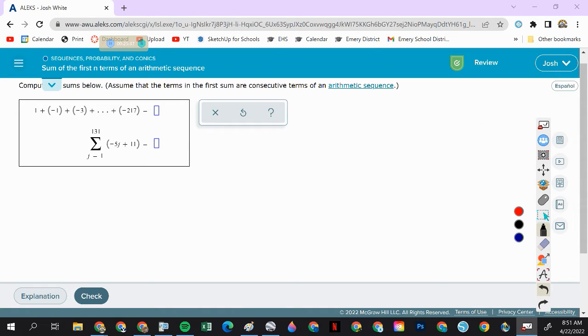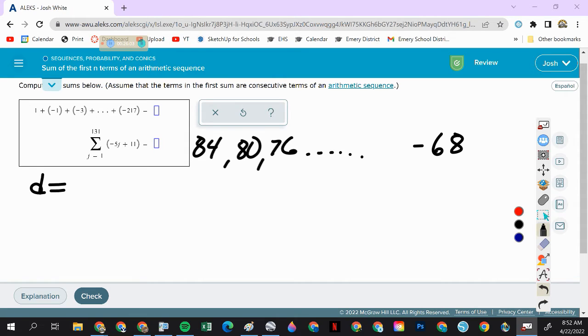All right. Let's do 84, 80, 76, negative, let's do negative 68. So my pattern is -4. My equation is going to be something times 84 minus 68.